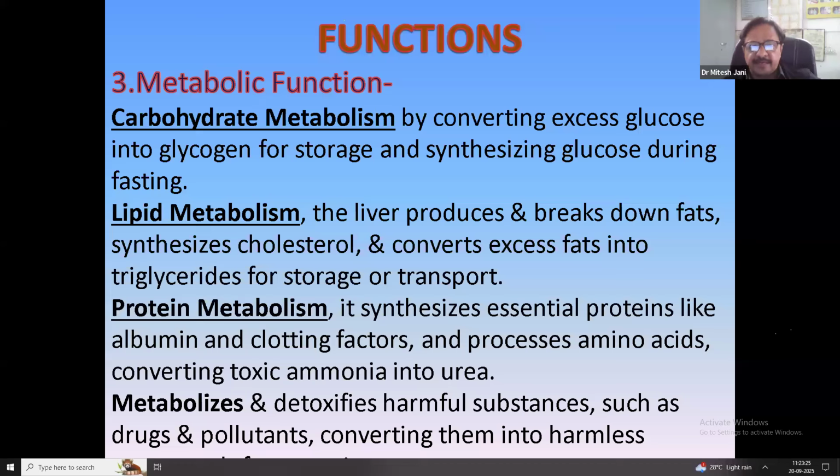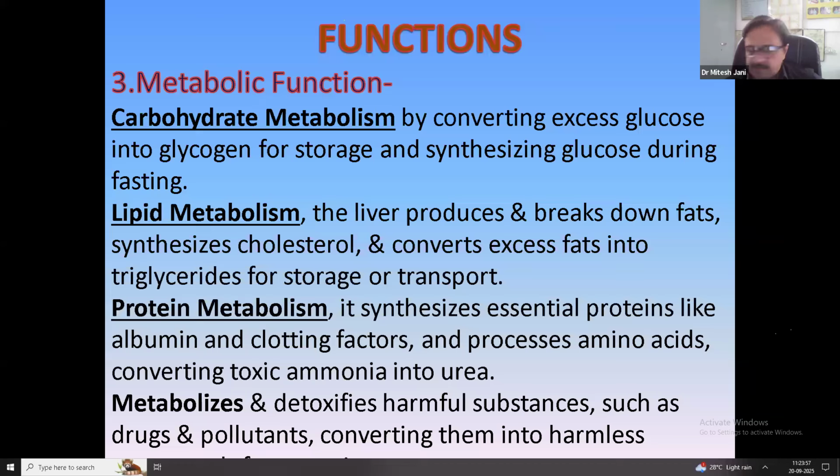Second, lipid metabolism. The liver produces and breaks down the fats, synthesizes the cholesterol, and converts excess fat into triglyceride for storage or transport. So we know that the triglyceride is the first stage before the cholesterol. So excess fat is converted into triglyceride, which is performed by the liver through lipid metabolism.